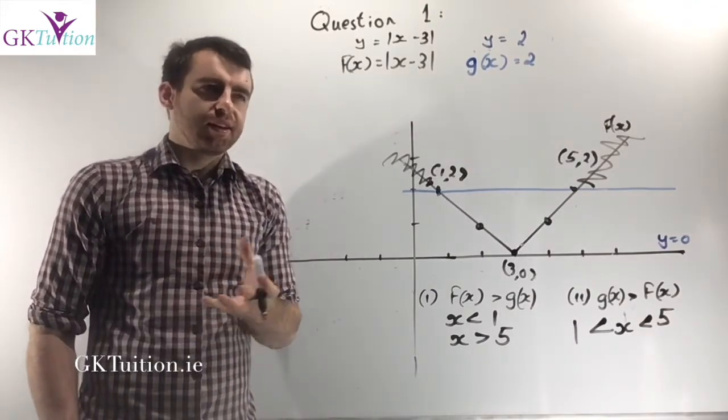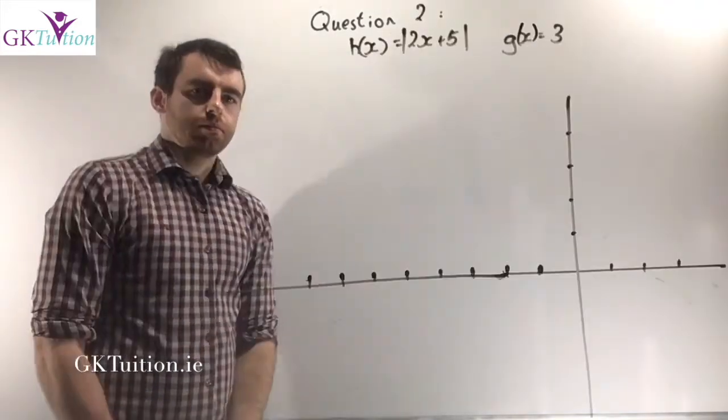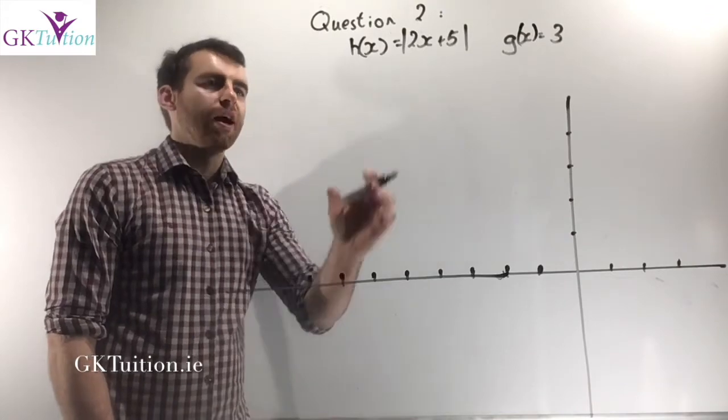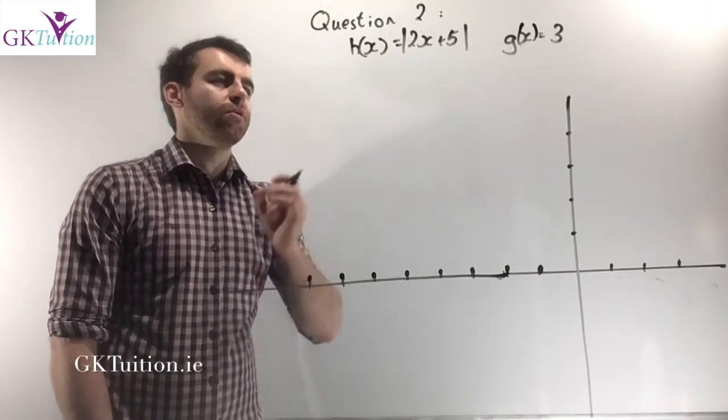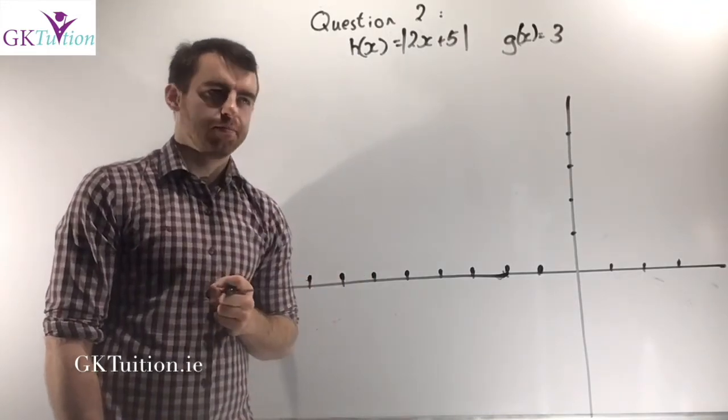So that's all that we needed for this question. That's the way that I think this kind of thing is likely to come up. Let's move on now and look at the next question. Okay, so question 2 was similar enough. We were asked to draw the graphs of h of x equals the modulus of 2x plus 5 and g of x equals 3 on the same coordinate grid.